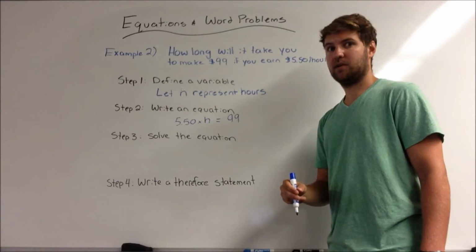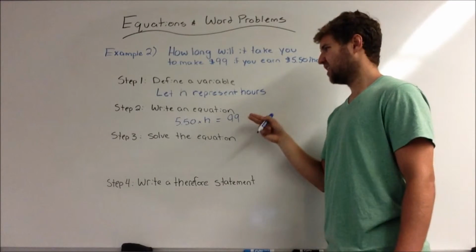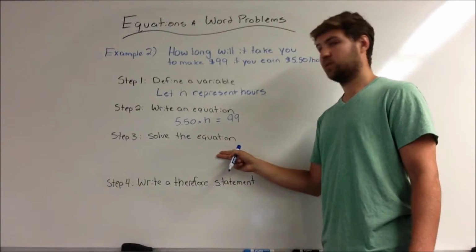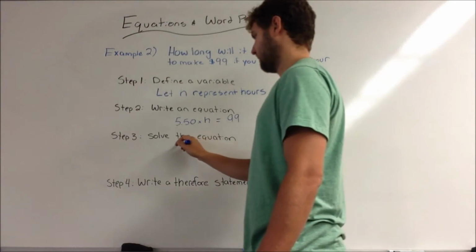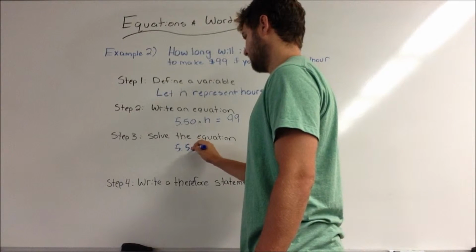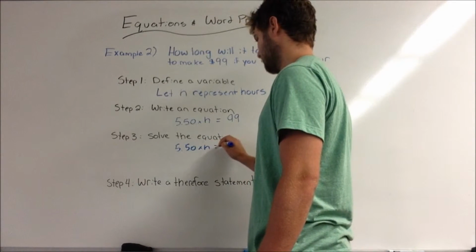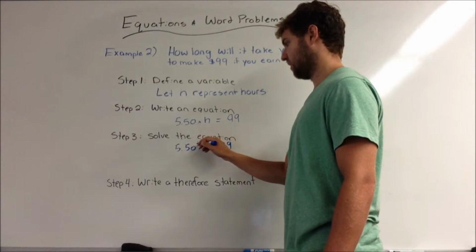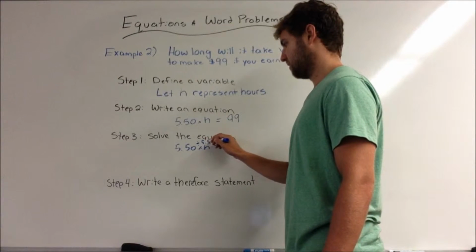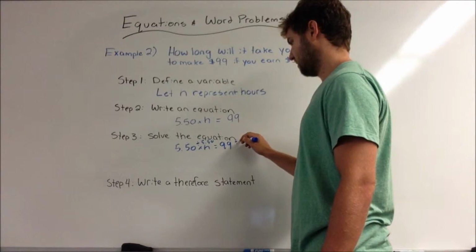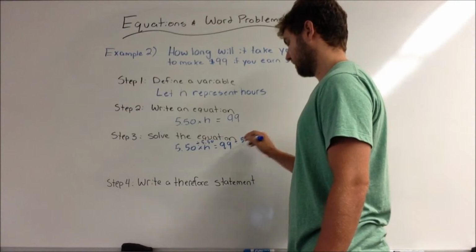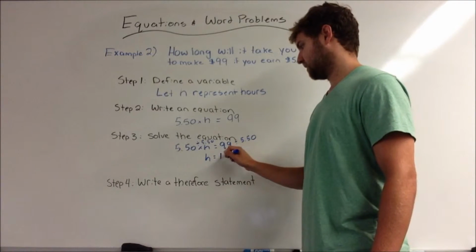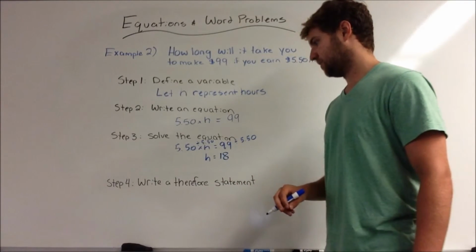So now that we have the equation, remember this is the hard step, coming up with the equation. Once you have the equation, we can just solve it. So we have 5.50 times h equals 99. So we want to get the h alone, so we're going to divide by 5.50, and that means we're going to divide that side by 5.50, and we get 18.